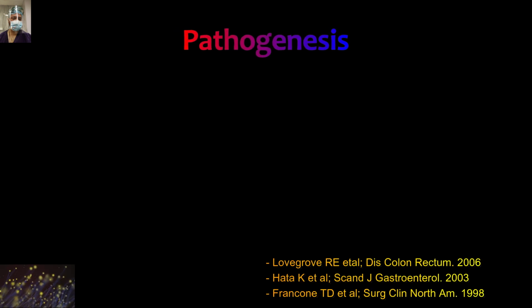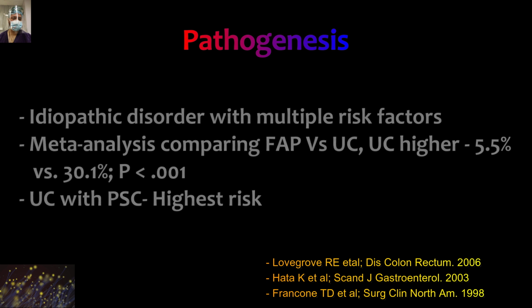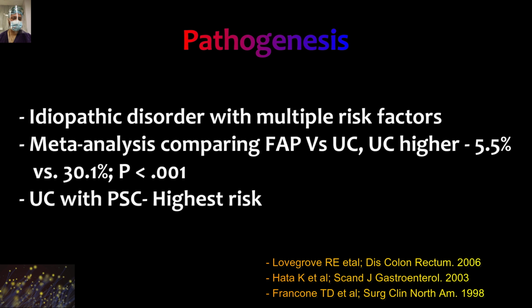So far from the discussion, you must have understood that we create this pouch as a reservoir and anastomose this to the anal canal. And if there is inflammation of this reservoir, then this is pouchitis. So it is an idiopathic disorder. The exact cause and pathogenesis remain largely unknown, and there are many meta-analyses comparing FAP versus ulcerative colitis, and the highest incidence is in ulcerative colitis. That is 5.5 versus 30%, and it is a significant difference. So we have higher chances of pouchitis in UC, and ulcerative colitis in combination with primary sclerosing cholangitis has the highest risk.